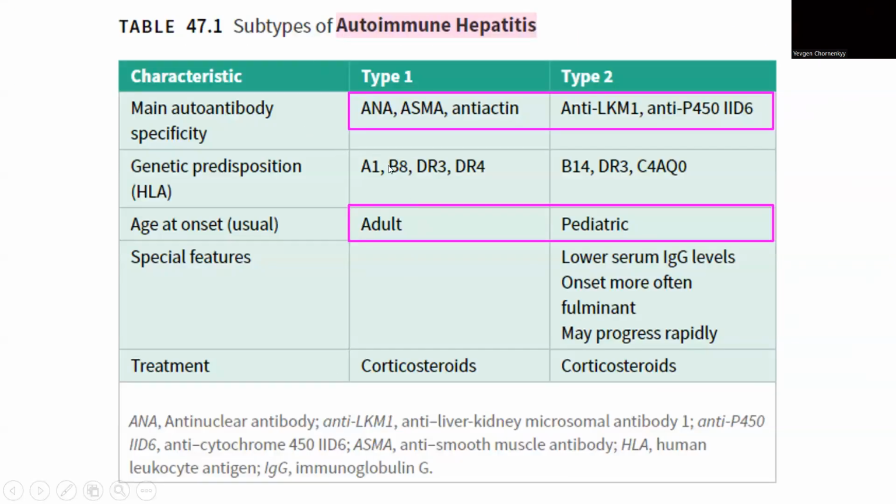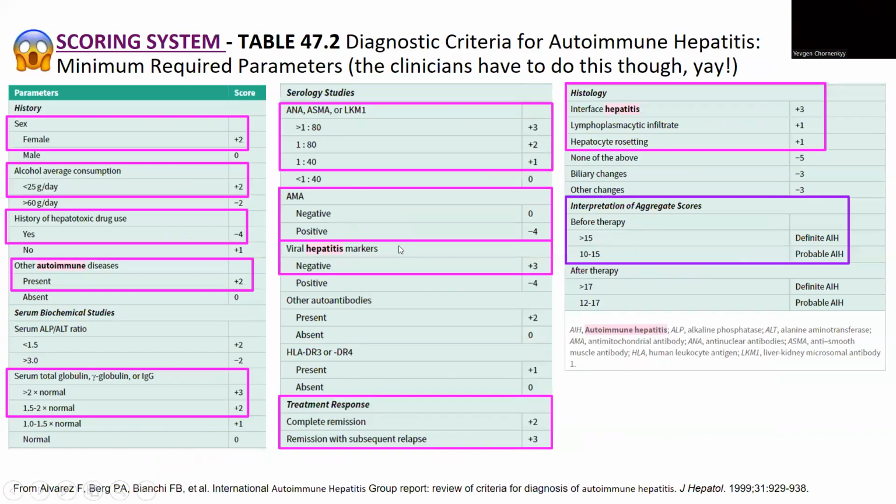So for your boards, again, a high yield tidbit. There's 2 types of autoimmune hepatitis, an adult one and a pediatric one, and they might test you by giving you the antibodies in a question stem. If it's LKM, which is liver, kidney, microsomal, that's pediatric autoimmune hepatitis. If it's ANA, smooth muscle, more like adult. But again, this is just an idea so you guys know what exists.